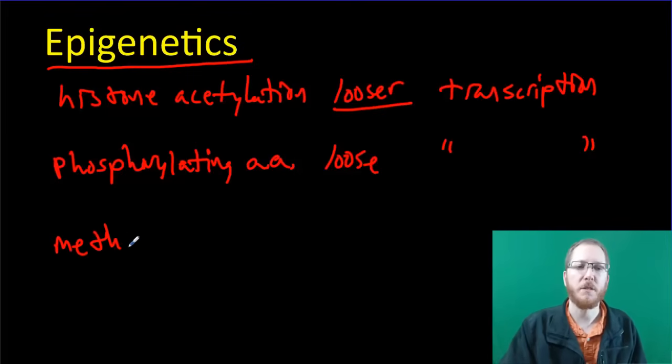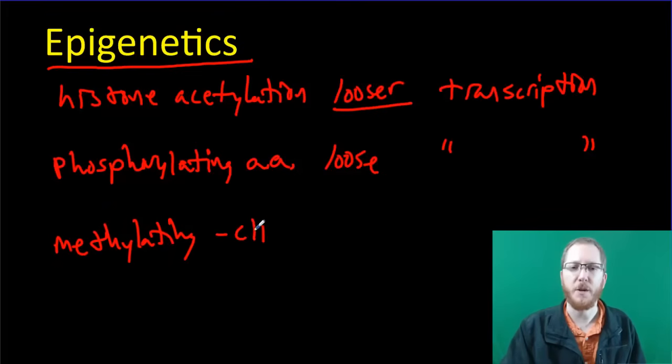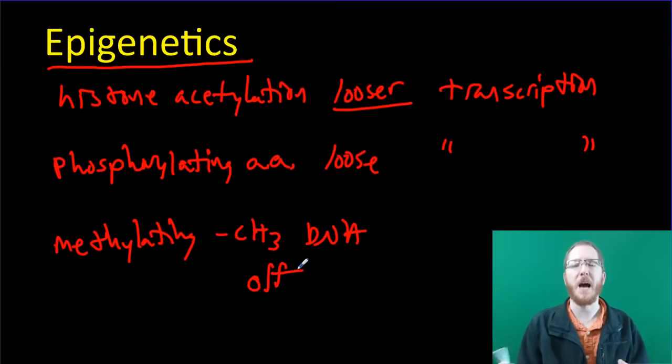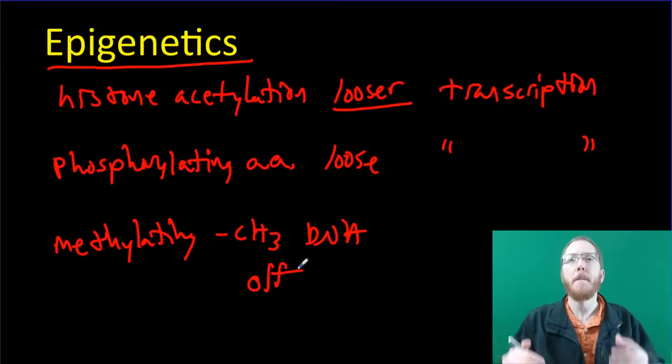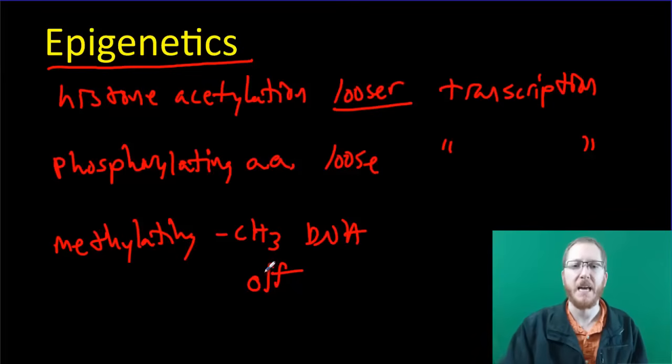So this will be ultimately methylating, adding a methyl group, which is just a CH3, to DNA. And so this one is going to be more of an off thing. If I put on methyl groups, I'm normally going to block the access of stuff to DNA, and so that is going to effectively shut things off. But not only that, when you methylate something, it's going to be more of a long-term thing.